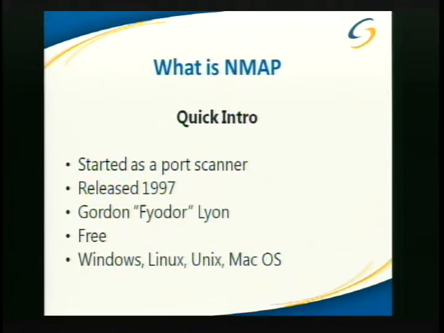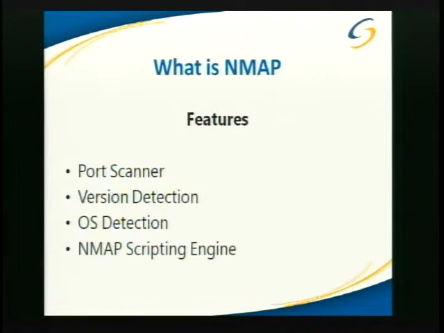Nmap started as a port scanner. It was released in 1997, and it's free, and it's available on Windows, Linux, Unix, and Mac OS operating systems. Nmap has some really nice features. It acts as a port scanner, version detection, operating system detection, and then Nmap also has this fun little thing called the Nmap scripting engine, which we'll talk a little bit about. There's some really fun stuff you can do with the Nmap scripting engine.